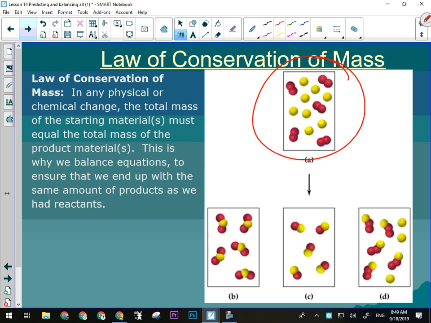D. Okay. Now, it's confusing to look at D because you see some of these yellow ones off by themselves. All that means is that in this reaction, there weren't enough reds to take care of all the yellows. So up here we had 2, 4, 6, 8, 10 reds, and then we had 4, 8, so 1, 2, 3, 4, 5, 6, 7, 8 yellows. It's the only one where there's the same number of everything at the end.